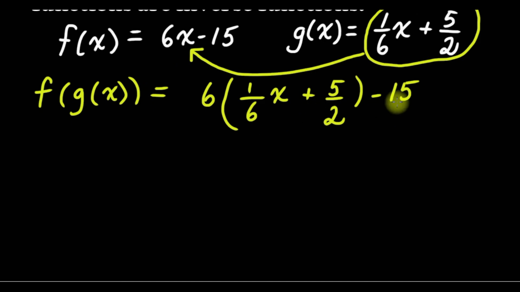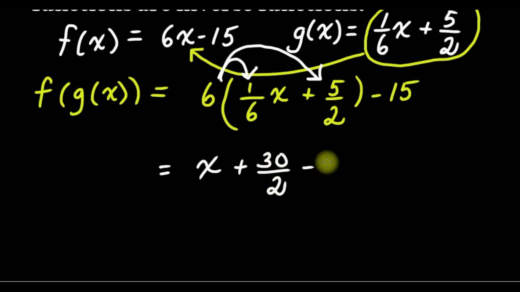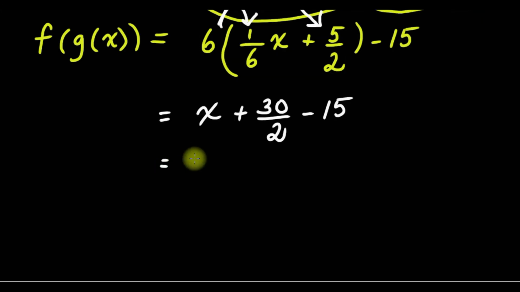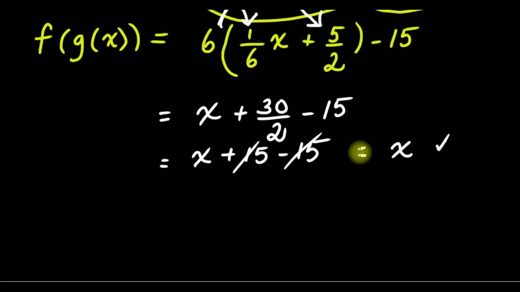So now you're going to simplify this. First thing you have to do is distribute the 6 here. So 6 times 1 over 6x and then 6 times 5 over 2. So 6 times 1 over 6x is just going to be x. Okay, and then 6 times 5 over 2 is going to be 30 over 2. And then minus 15. Okay, so you have x plus 15, take away 15. And then positive 15, take away 15 is 0. So here you're left with x. Okay, so this one is good. Okay, we just showed that f of g of x is x.